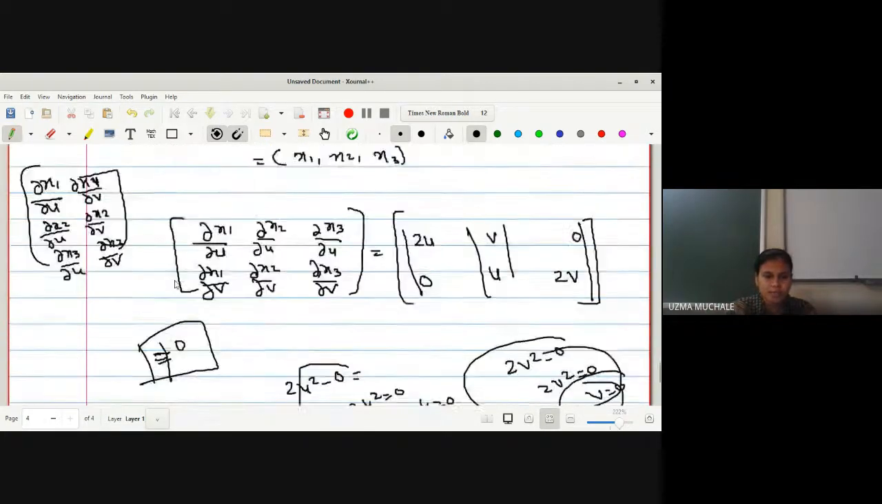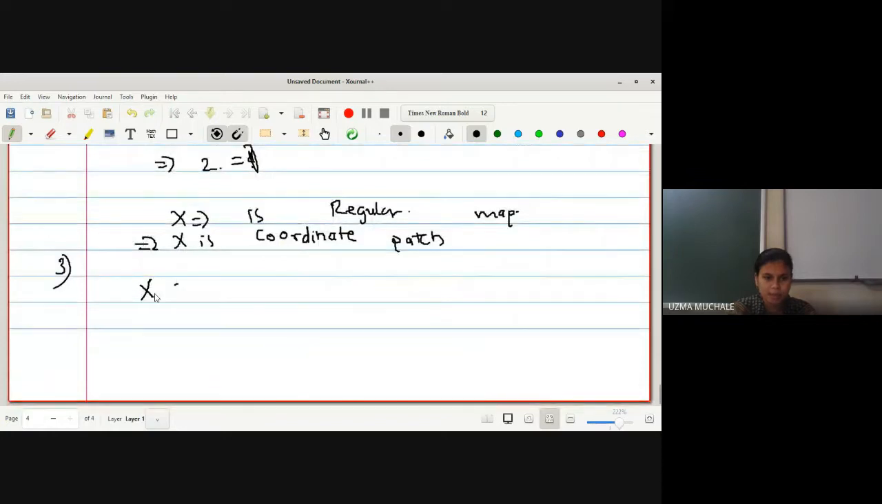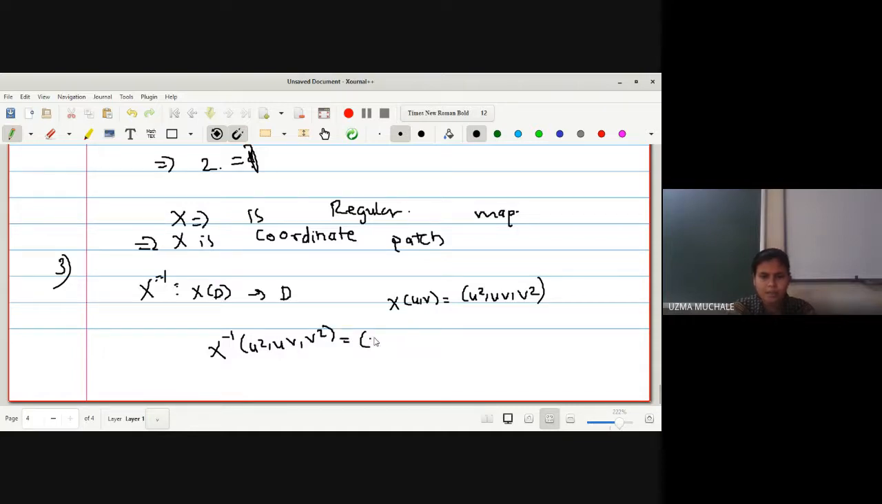So what is your x inverse? X inverse will be a mapping from x of d to d. Correct? So x inverse of x of uv, कैसे हमने डिफाइन किया था? u square, uv and v square. So x inverse कैसे होगा? x inverse of u square, v square will be equal to u and v only ना? Yes or no? Yes, ma'am.